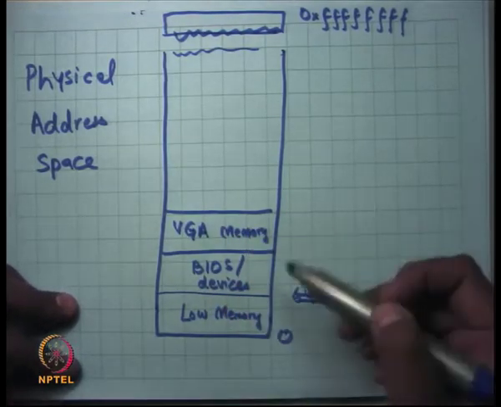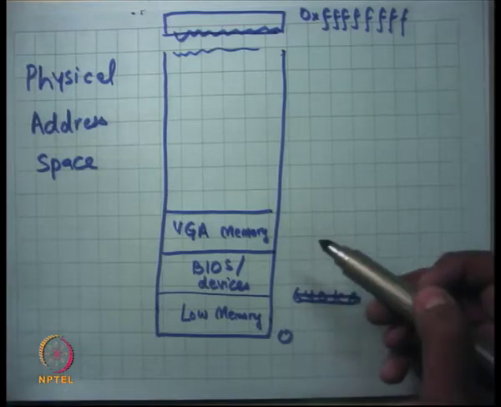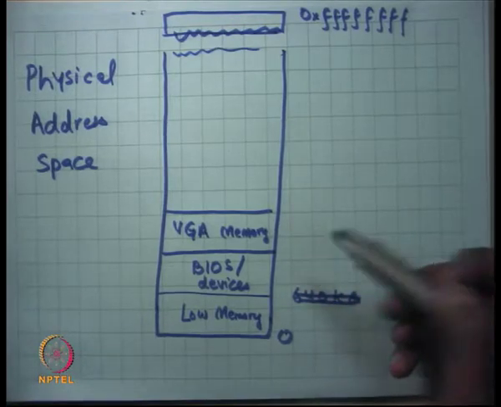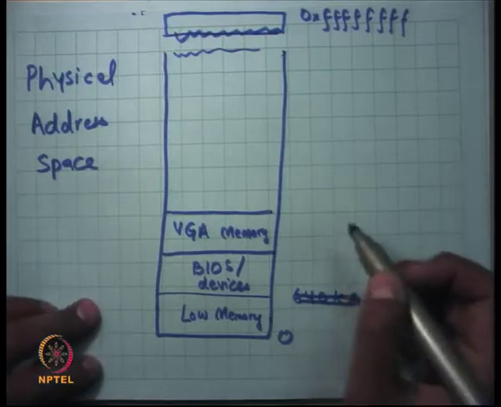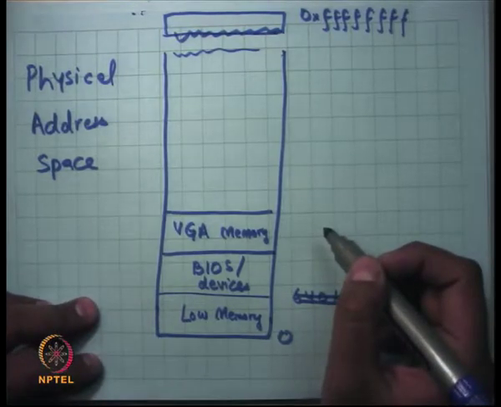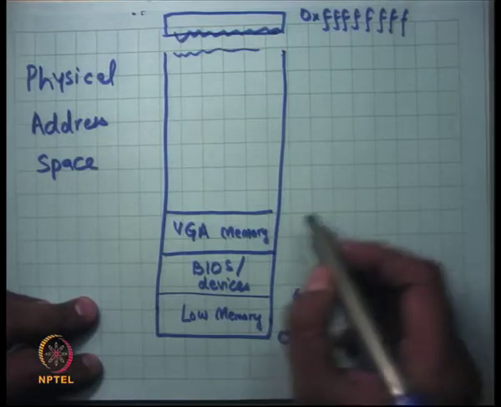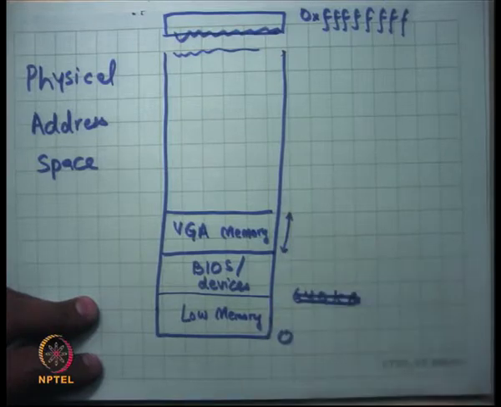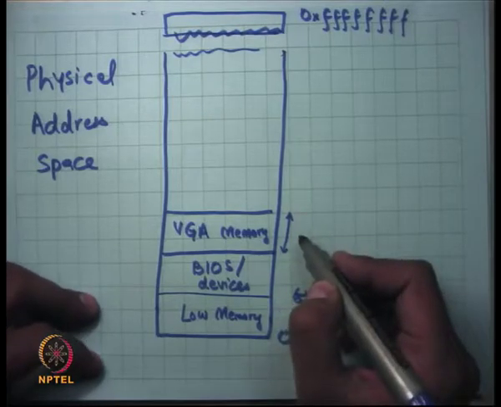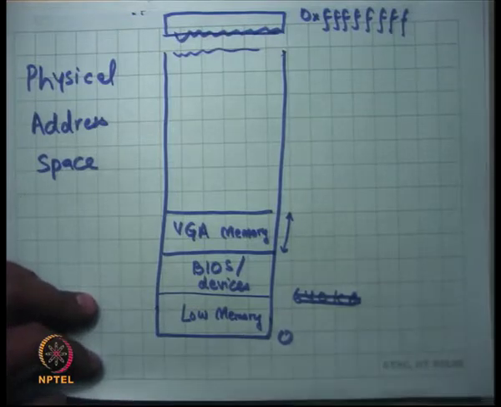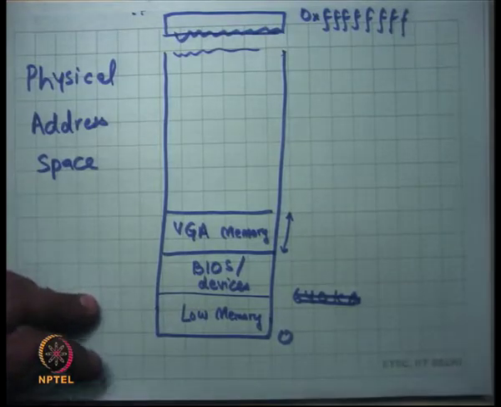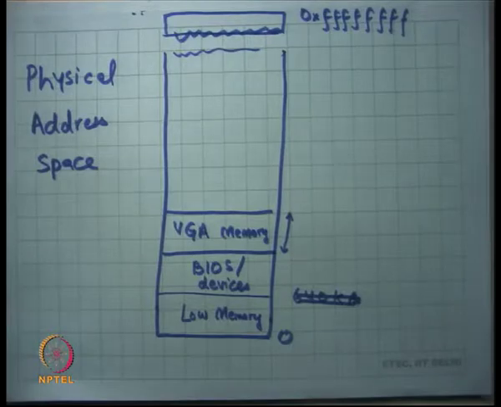So VGA memory is special memory. If the OS writes to that memory, it actually goes to your display, right? So let's say there is 160 KB, some area of memory which is basically called VGA memory, and whatever the OS writes to this area of memory, it actually goes to the display. So it's actually mapped into the display. It's not real memory.